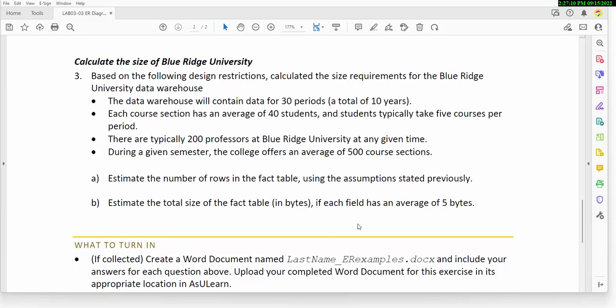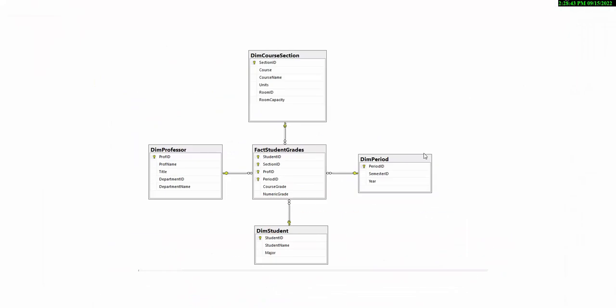Hello, in this video we are going to work on question 3 of Lab 303. In this question, we are supposed to calculate the size of the Blue Ridge University data warehouse based on the details that are given here. Blue Ridge University was a database that we also created in one of the previous labs, so I have the diagram of that from our lab previously.